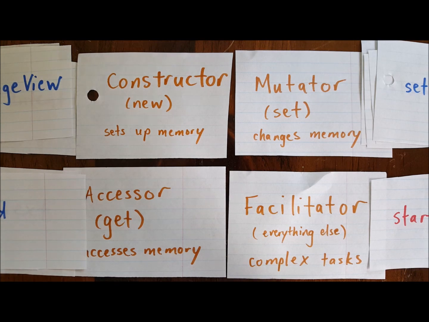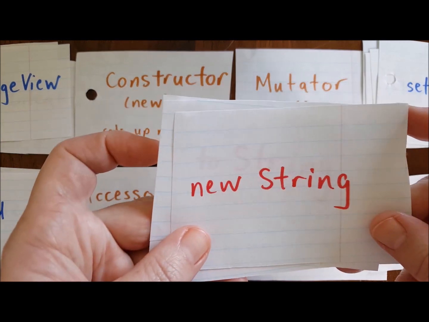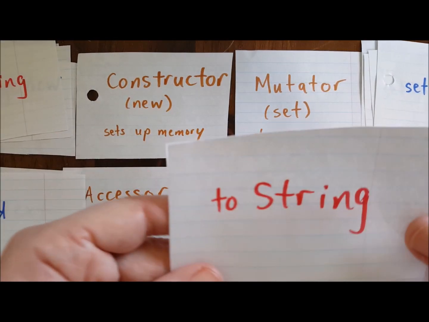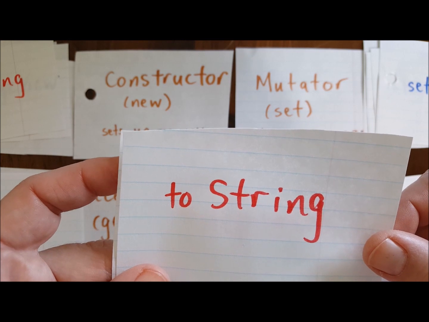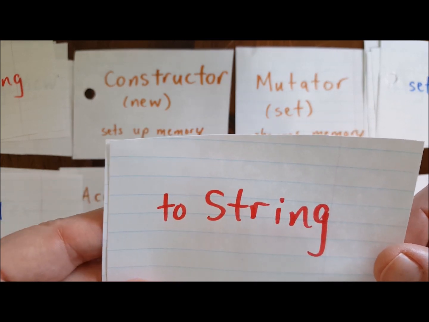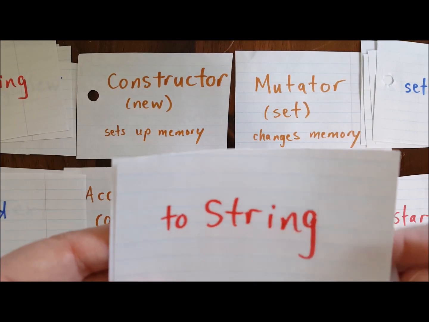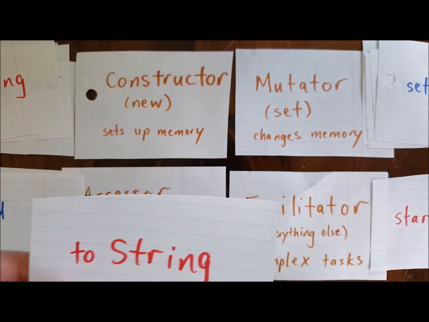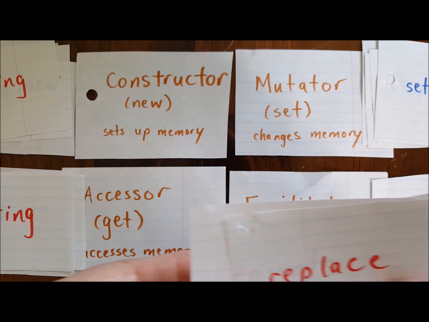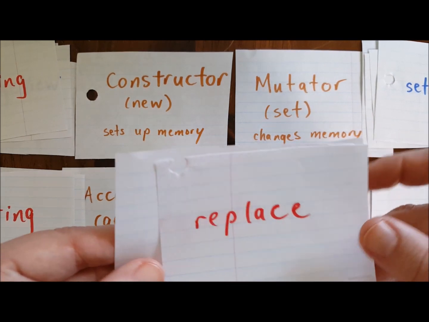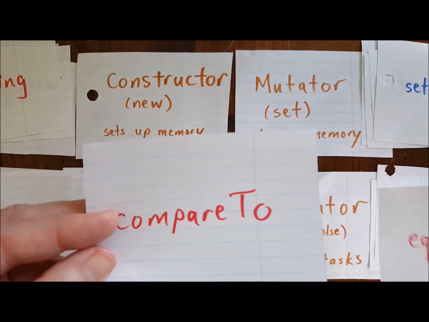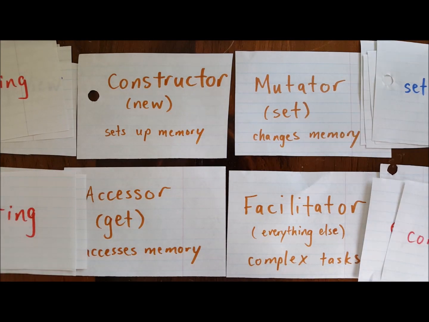Okay, we also did strings. So there's actually a constructor new string. We never used it, but it does exist. All right. And then there's this crazy method toString. And toString, according to the rules I gave you, is a facilitator, but it's the only one that breaks the rules. toString is an accessor, and it allows us to find out what's in a string. It's the only one that doesn't fit the pattern I gave you. Replace, a string function, that one is a facilitator. Equals, facilitator. Compare to, facilitator.